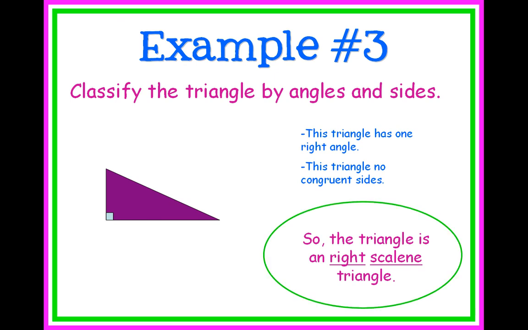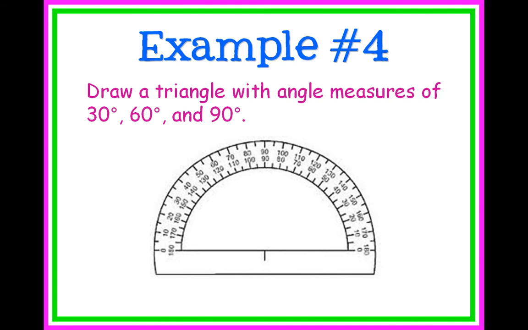Example number 4. What if you have to draw a triangle with angle measures of 30 degrees, 60 degrees, and 90 degrees? And you'll learn as you go along learning about triangles that 30, 60, 90 is a famous right triangle. A famous triangle. Okay, first thing you need to do is use the protractor to draw a 30-degree angle.